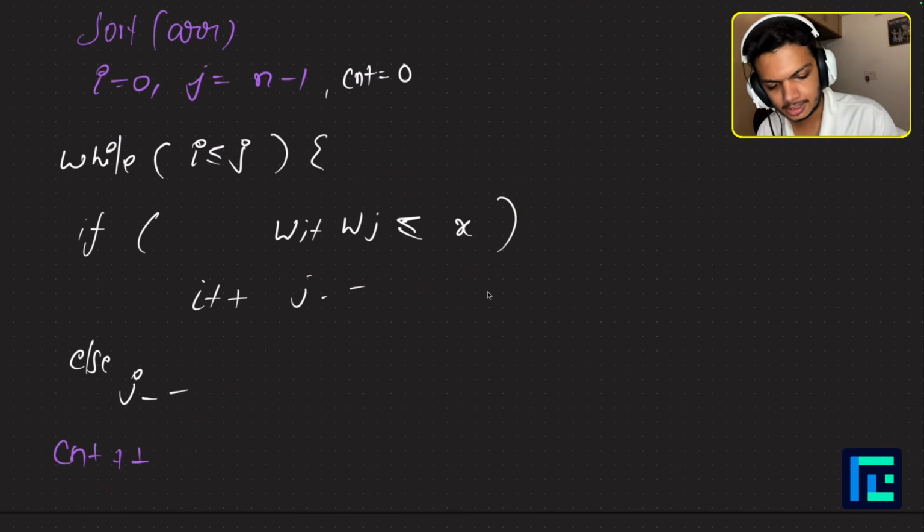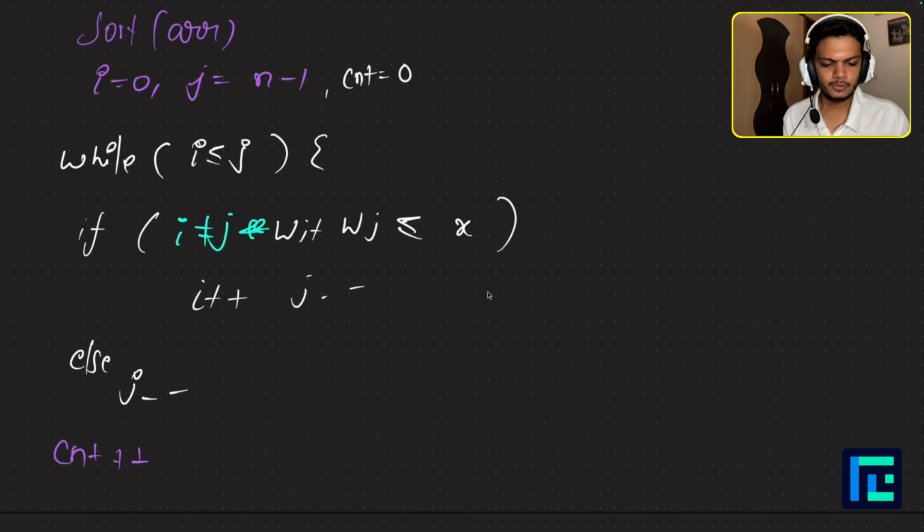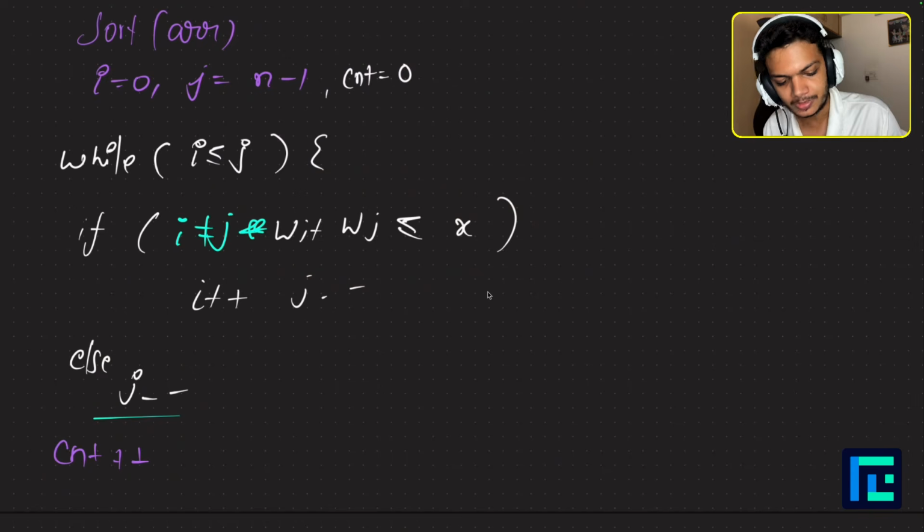There's one little thing. I cannot be equal to j here, right? So if you have only one guy, you don't just add its weight and check. Otherwise, it might happen that it doesn't make sense, right? If you have just one guy remaining, you just have to do j minus minus, right? So in a way, just move one step back. In the next iteration, the loop will break, right? So this is the case, right?